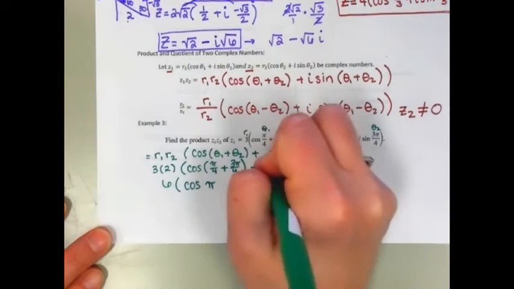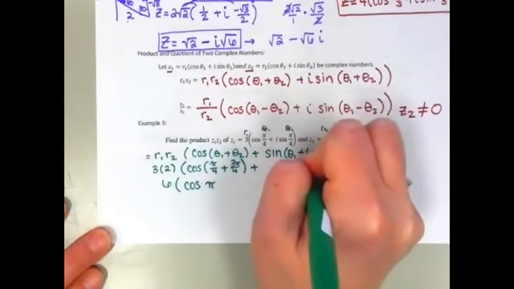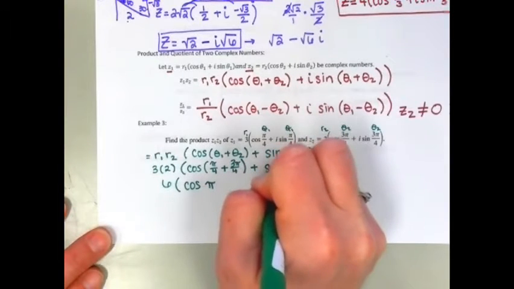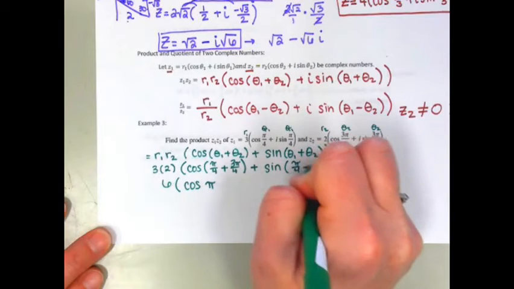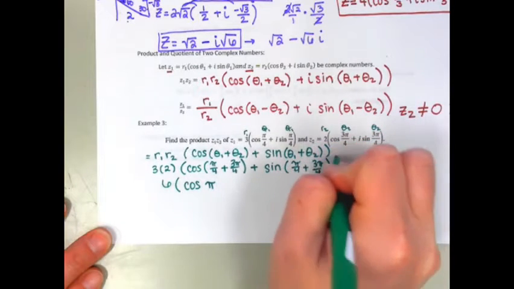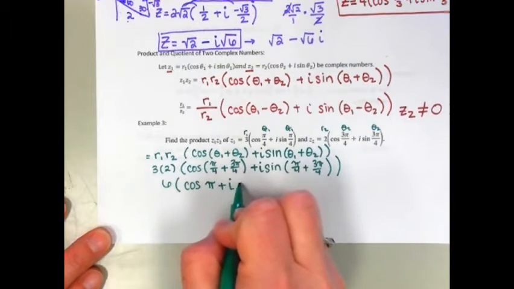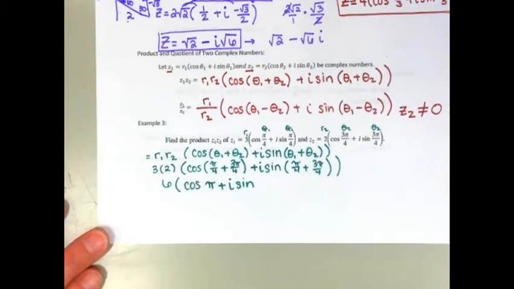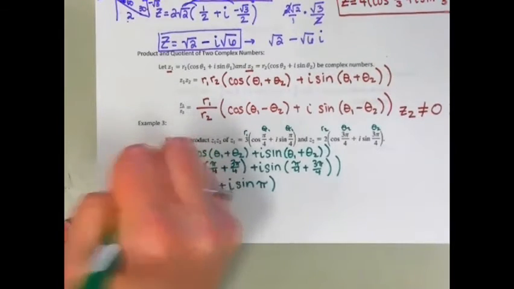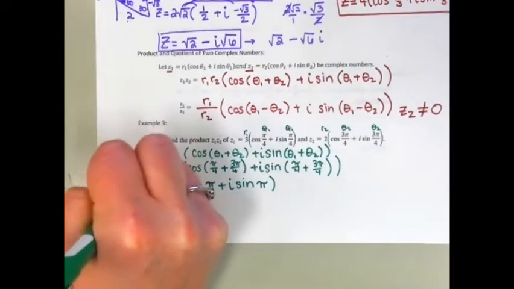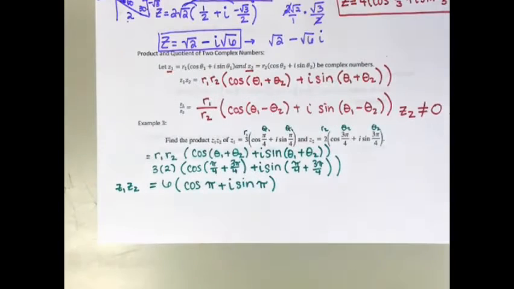Plus the sine of theta 1 plus theta 2, which again is just the sine of pi over 4 plus 3 pi over 4. And again, that's going to be an I, plus I sine of what? That's pi over 4 plus 3 pi over 4. Isn't that just pi again? Now we're going to do some math. All right, so now, because we're finding the product, we actually have to calculate it, right?